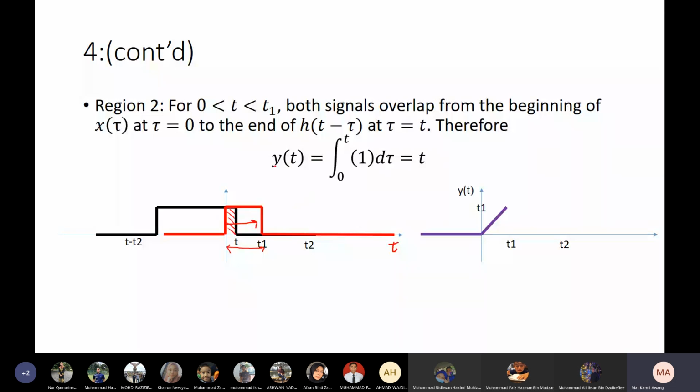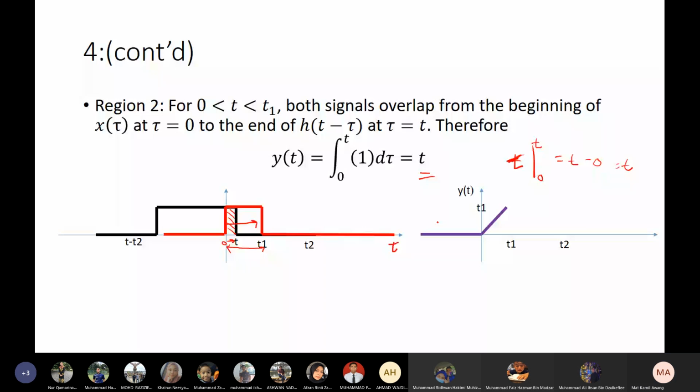So you do the integration: y of t equal to the integral from 0 to t of 1 d tau. This integration is equal to t. How do you get t? Basically, the integration of 1 d tau is equal to tau, evaluated from 0 to t. So therefore it is t minus 0, equal to t. Okay? That's how you get it.